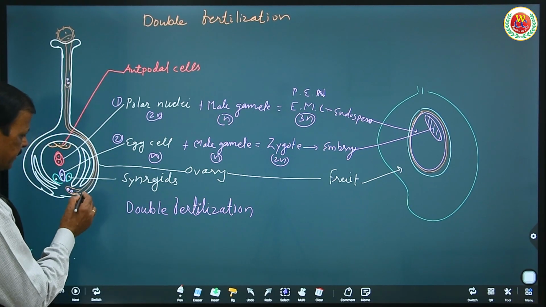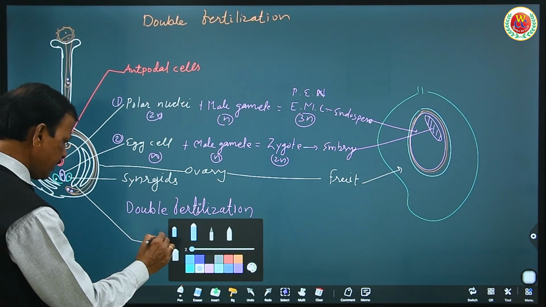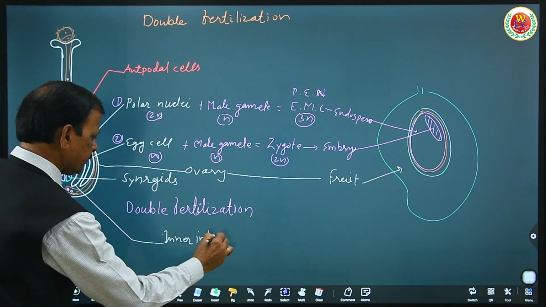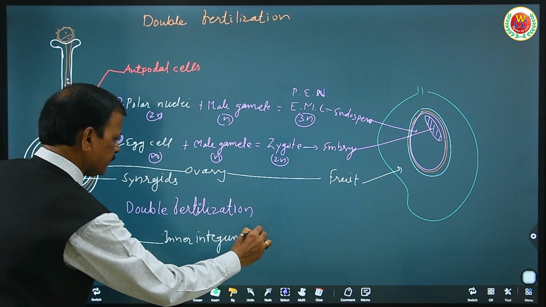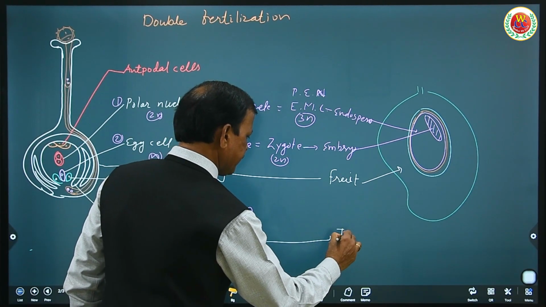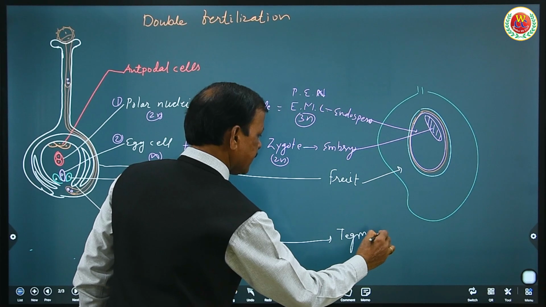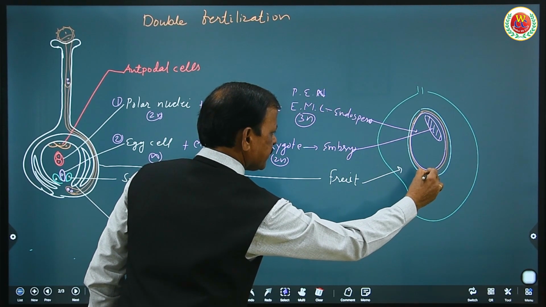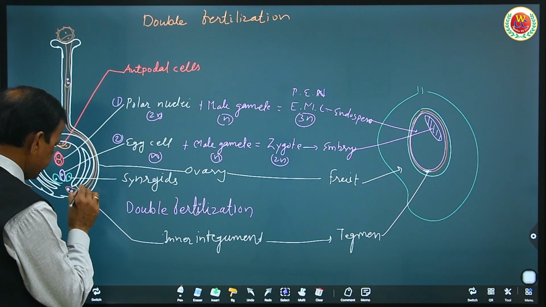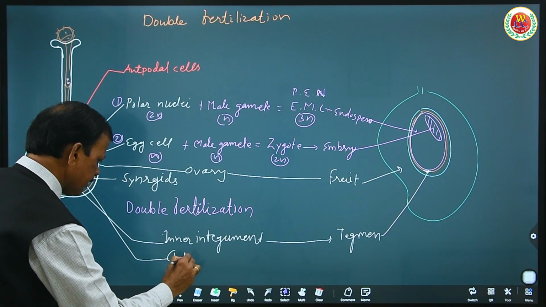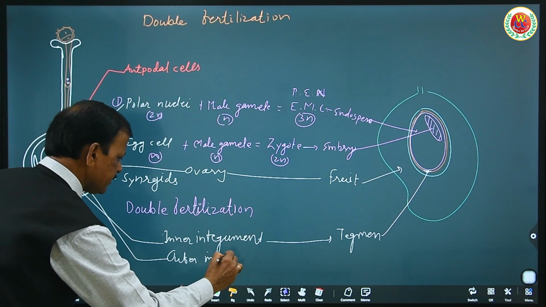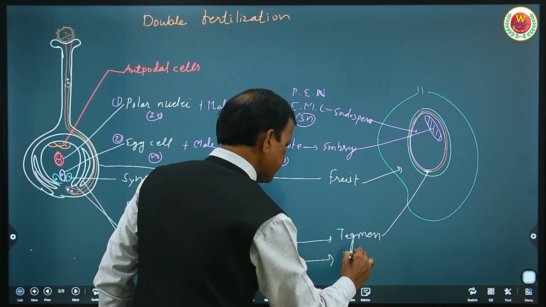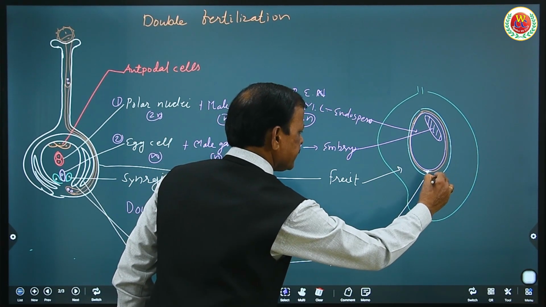And this testa and tegmen, these are inner integument, later it form tegmen, that is inner layer of seed coat, this one, and this outer integument after fertilization form testa. This is outer covering of the seed.